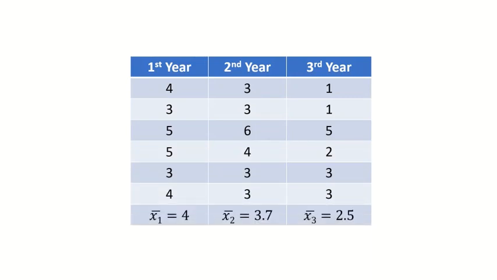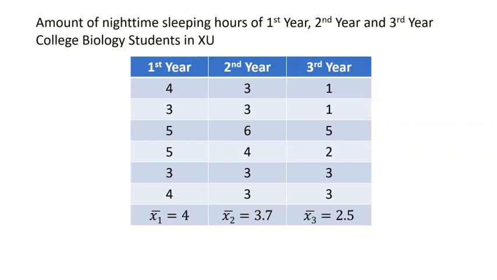So in this particular module, we have a question on whether we can still use the same hypothesis testing in comparing the means of three populations. In this table, we have data from samples on the amount of nighttime sleeping hours of first year, second year, and third year college students in biology in XU. So we can see here three separate sample means.